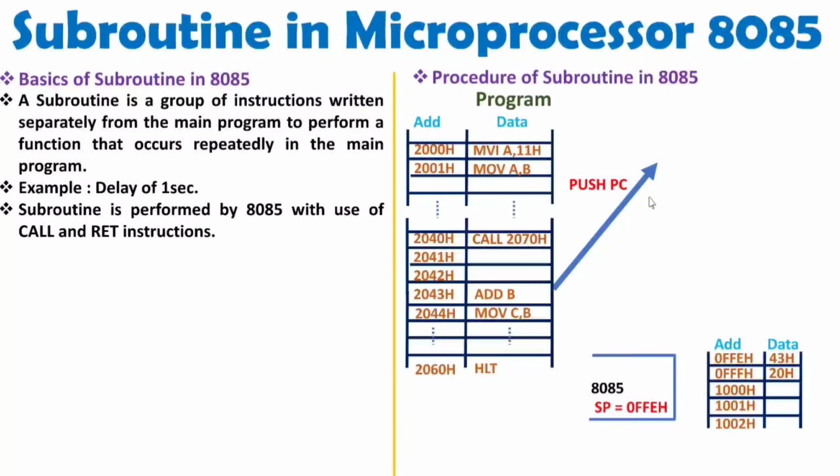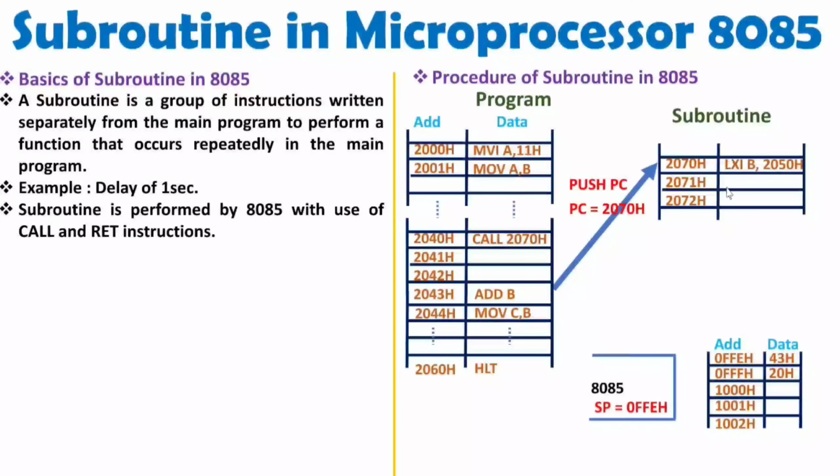Now the stack pointer has been modified and it is indicating this data. Now program control will get transferred to the address 2070. So now the program counter will equal 2070 to transfer control at this call. Now here the subroutine program will be there, so the microprocessor will execute the subroutine program.